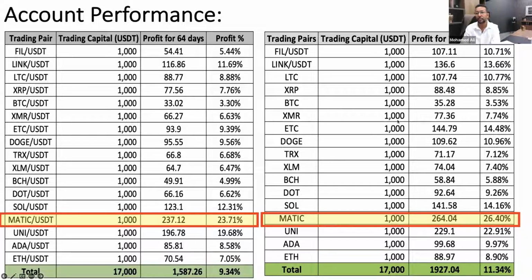XMR from 6.6 to 7.7, ETC from 9.39 to 14.8. Yeah, so this is almost 5% for ETC, Ethereum Classic. Doge changed from 9.56 to 10.9. So that's about 1.4%, 1.5%. TRX from 6.68 to 7.1%. XLM from 6.47 to 7.4. And then BTC from 4.99 to 5.88. DOT from 6.6 to 9.26.